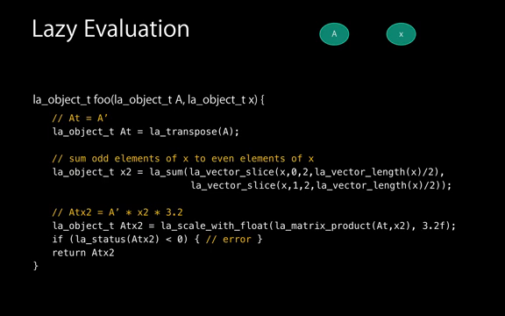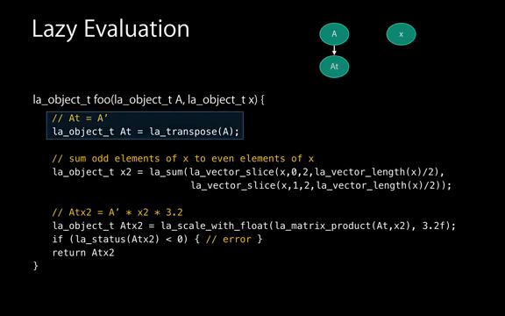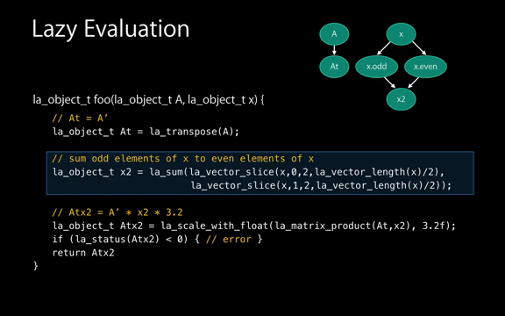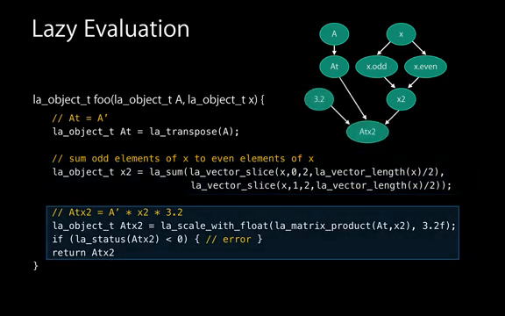So at the start of this function, we've got two evaluation graphs with a single node in each of them. And as we step through this code, we're going to create additional objects. So in this case, we create a transpose. We add that to our evaluation graph. Then we take the sum of the odd elements of X and the even elements of X. Again, we just add that to the evaluation graph. And we continue. This time, the product of AT and X2, all scaled by 3.2. All of this is just added to this evaluation graph. At no point has any evaluation occurred or any temporary data structures been allocated.